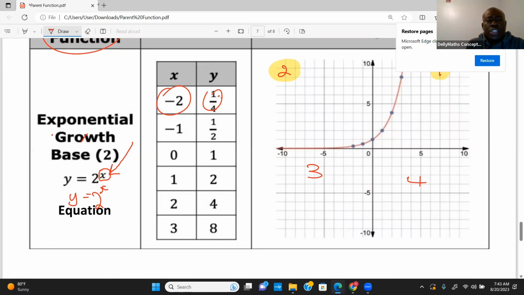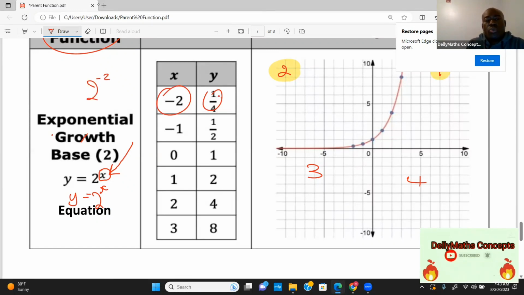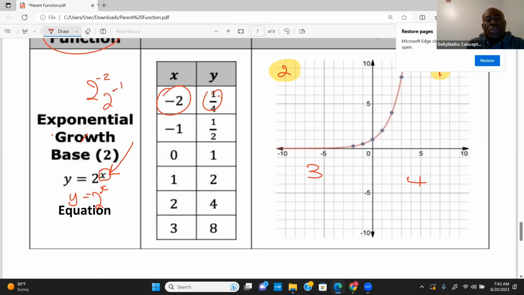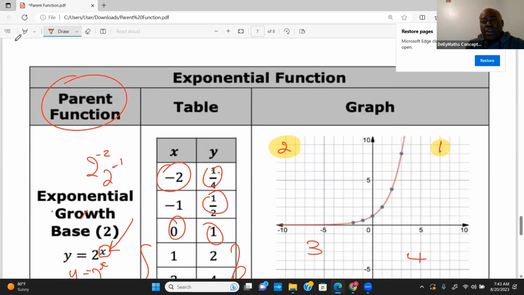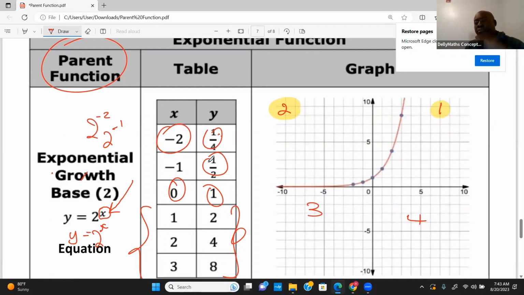If we have 2 raised to the -2, we will get 1 over 4. If we have 2 raised to the -1, we'll get 1 over 2. If we have 2 to the 0, we'll get 1, and so on and so forth. All right? So this is simply our exponential growth function because it's getting taller.